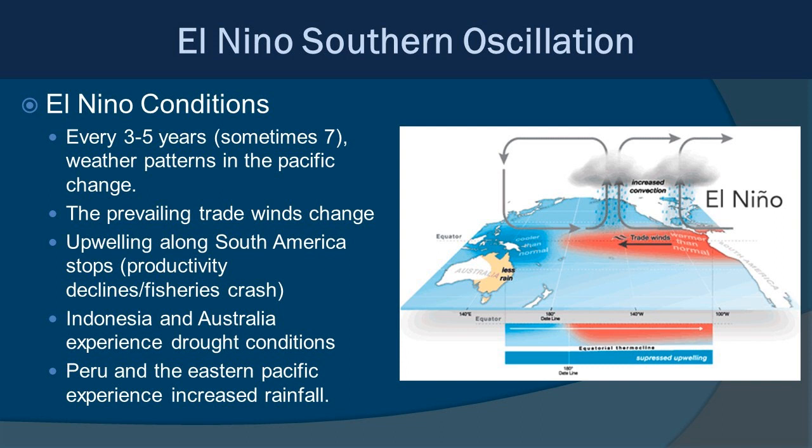And of course, another really big problem with this is that the productivity along the Pacific South American coastline also shuts down, which means you have a crash of your fisheries. And this has not only an environmental impact, but it also has an economic impact to the people that live in South America.